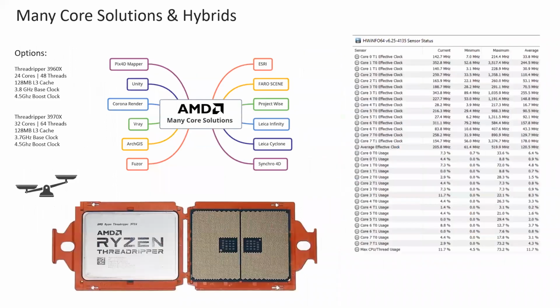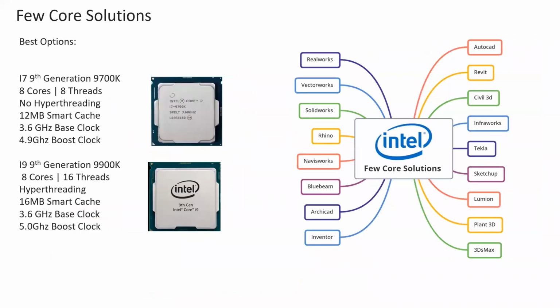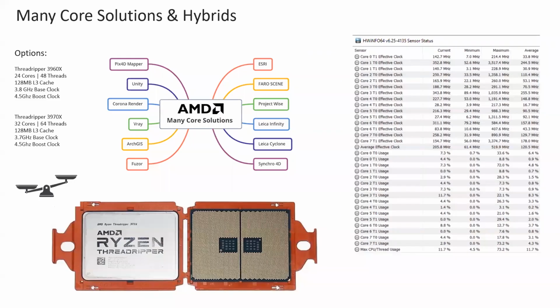Let's jump in and look at many core solutions and hybrids. One thing I want to point out, we actually have a client with Clark Construction. They had a user using few core solutions, and they kept calling us saying his computer's crashing, and they didn't understand what was going on. Well, they started talking to us about it, and it turns out he was using few core solutions, but he was also doing some laser scanning at the same time and quite a few others. So we would call him a hybrid user. 50% of the time he was doing laser scanning, and then he was also doing Revit and whatnot.